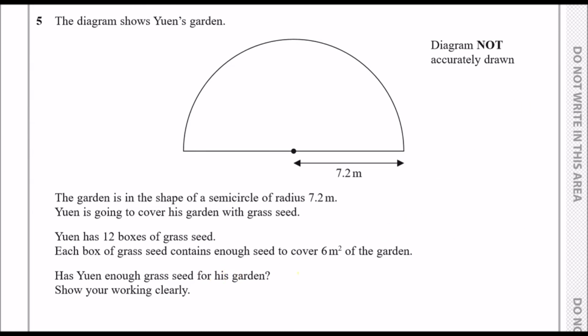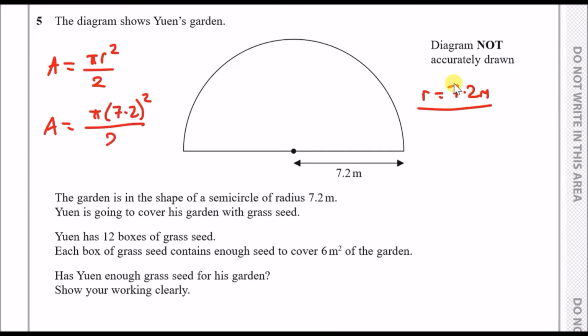Show your working. Okay, so for these kind of questions, the most important element is to always find out firstly how big the garden is. So what is the area of the garden? Well, because we know it's a semicircle, this is essentially half the area of a circle. We need to remember that the area of a circle is pi r squared. Because we're dealing with half the circle, we're going to divide the result by 2. We know that the radius is 7.2 meters, so we're just going to plug in 7.2 for r. So our area is actually going to be pi times 7.2 squared all over 2.